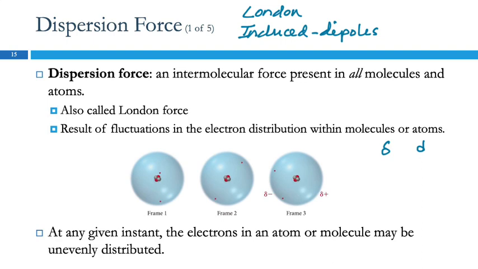Does anybody have any questions about that? You can think of the electrons as just, sort of randomly being around, and they're independent of each other. And so at any given time, they could all end up on one side. Most of the time, they're going to be more spread out, but they could end up on one side, right?